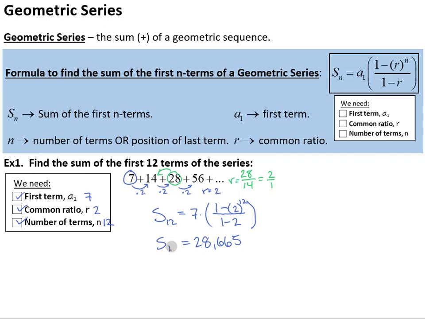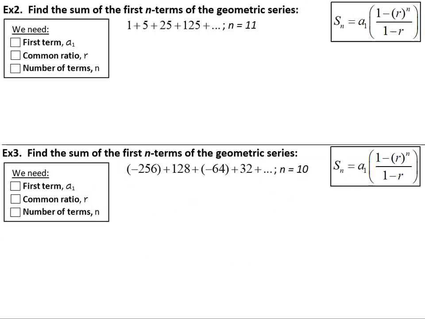28,665 is the sum of the first 12 terms. Now, again, could you check that manually by calculating 8 more terms and adding them all up? Absolutely. But it's nice to have a formula that will save us time, especially when we can just plug it into a calculator and have it do all those complicated calculations for us.